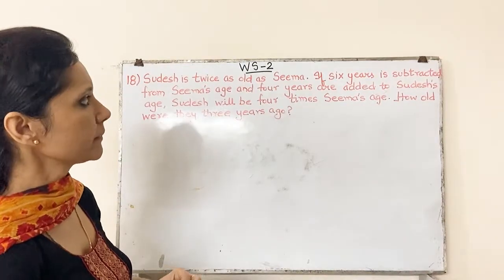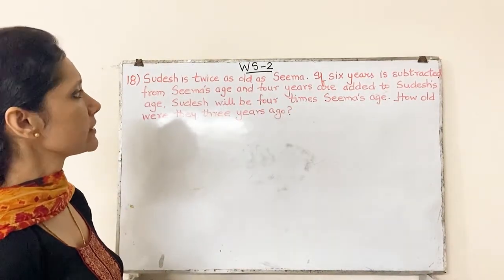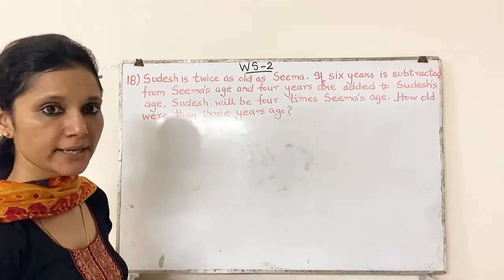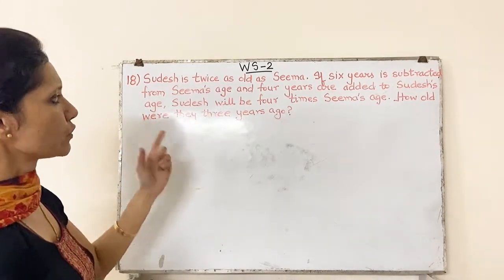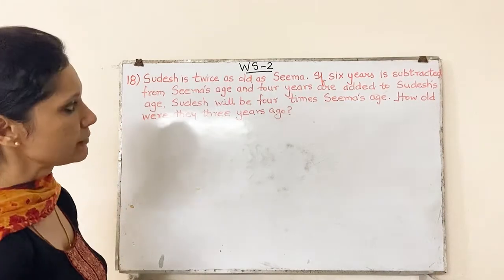Now if 6 years is subtracted from Seema's age and 4 years are added to Sudesh's age, Sudesh will be 4 times Seema's age.